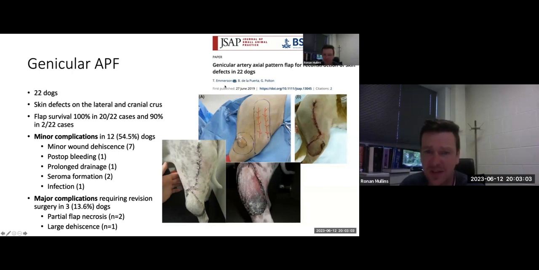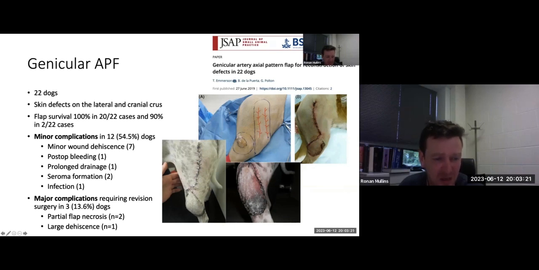So this was from Terry Emerson in the UK, 22 dogs, and they had skin defects on the lateral and cranial crus. And the summary basically would be that 100% of dogs had 90 to 100% flap survival. So really, really good outcomes in this case.